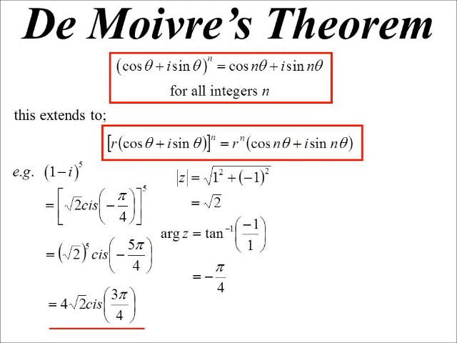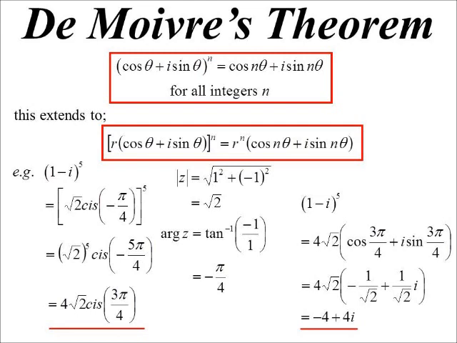Okay. So if I do convert it back, remember I could say, oh, well, cos of 3 pi on 4, that's in the second quadrant, isn't it? So it'll be minus 1 on root 2, and sine 3 pi on 4 will be positive 1 on root 2. So to actually work out the number there, it is minus 4 plus 4i.